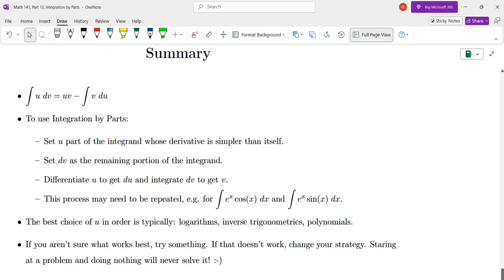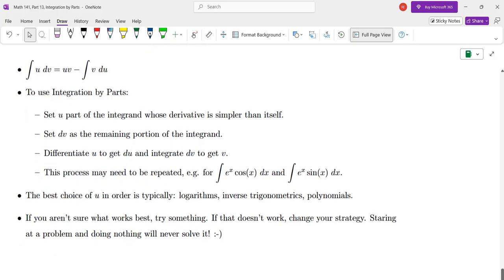To summarize, we talked about integration by parts. The integral of u dv is uv minus the integral of v du. To use integration by parts, set u as the part of the integrand whose derivative is simpler than itself. Set dv as the remaining portion. Differentiate u to get du. Integrate dv to get v, and then you plug it into the formula of integration by parts. Now sometimes you have to apply this process a couple of times. The best choice of u in order is typically logarithms, then inverse functions, trigonometric functions, and then polynomials.